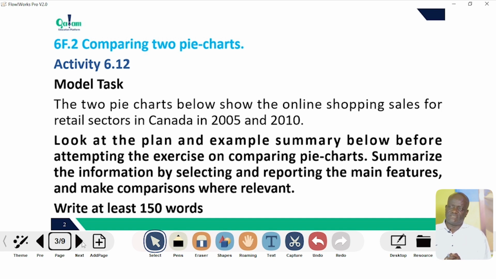Summarize the information by selecting and reporting the main features and make comparisons where relevant. Then you have to write at least 150 words.